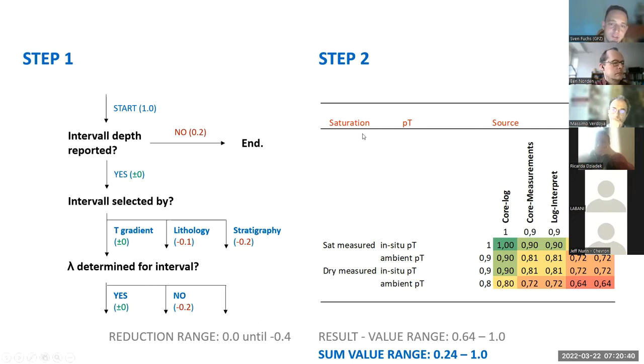One item is reporting about the saturation state. Another item is reporting about the pressure and temperature conditions under which conductivity is determined. So whether this reflects ambient laboratory conditions, or in situ pressure or temperature, or a combined effect of both. And we have a source item that reports about the source of conductivity determinations. And that could be core measurements, of course. That could be log interpretation, or measurements from cuttings, or computations from mineral assemblies, or even core-log integration.